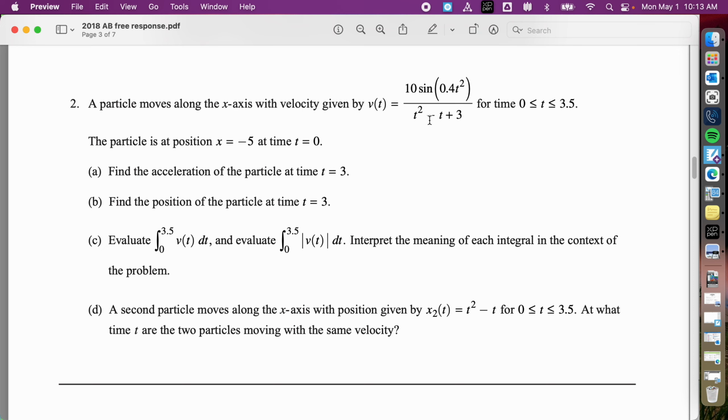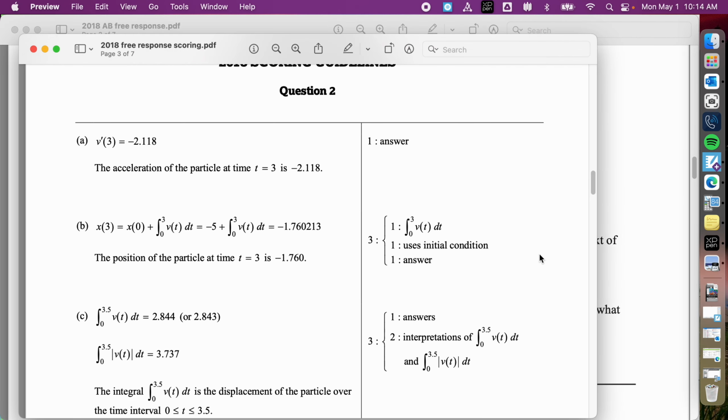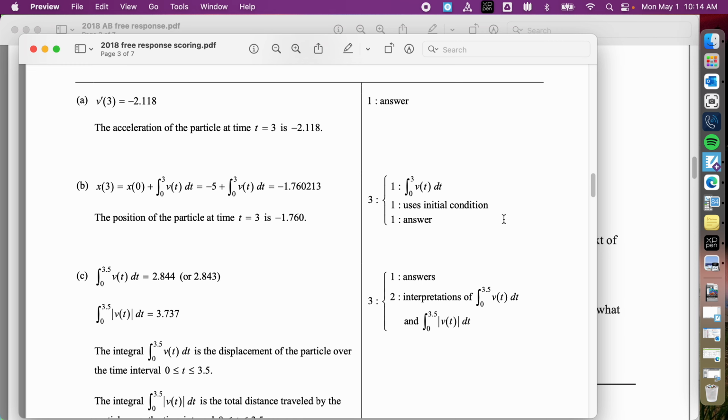I wanted this one done because I thought you could use the help on the calculator. So here is the scoring guide. Question number one. You'll see that there's just 1 point given for this one, just if you got the correct answer. Now, I'll go over with you how to find that, if you didn't know.